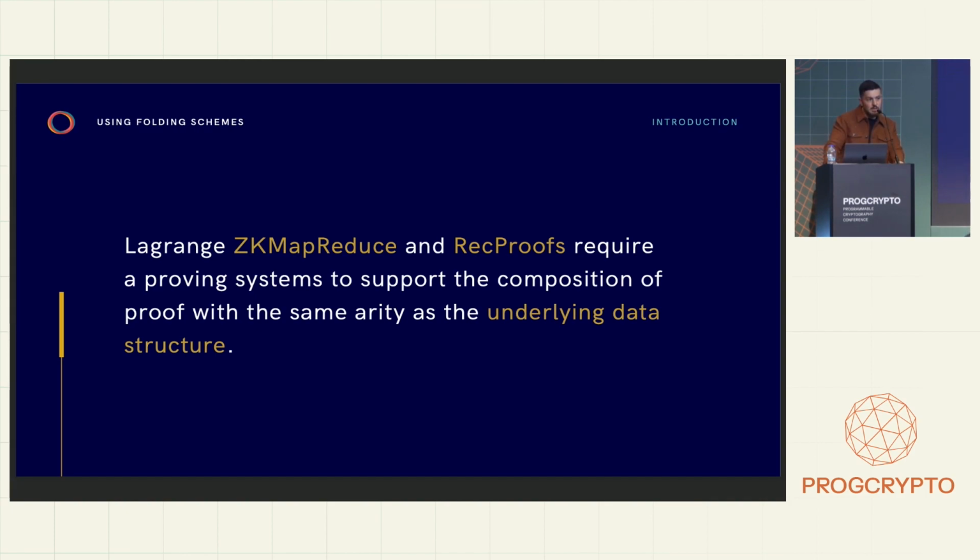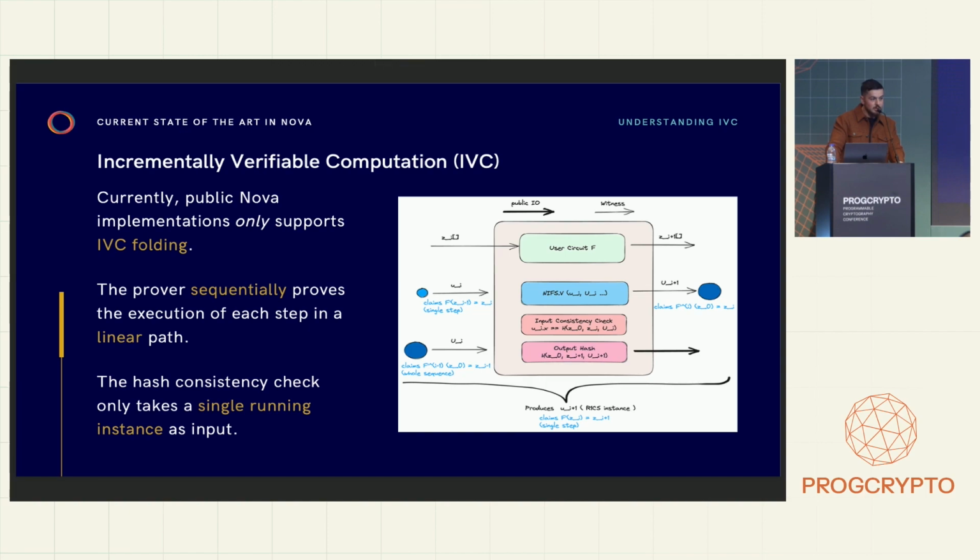So if you're computing over a binary tree, or a binary Merkle tree, you'll need to be able to compose proofs such that they have a branching factor of 2. If you're using an MPT tree, you need to support an arity of 16. And so when we talk about folding and a lot of the current approaches to folding, you need to think about being able to do this with a higher arity than the linear folding that we're more familiar with.